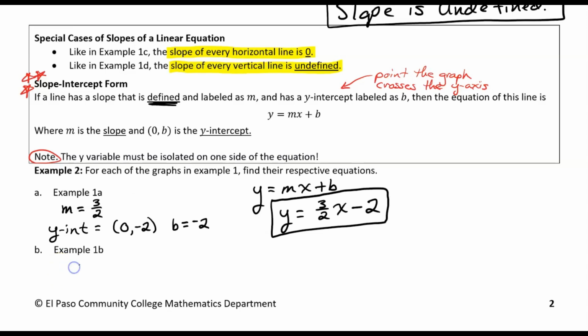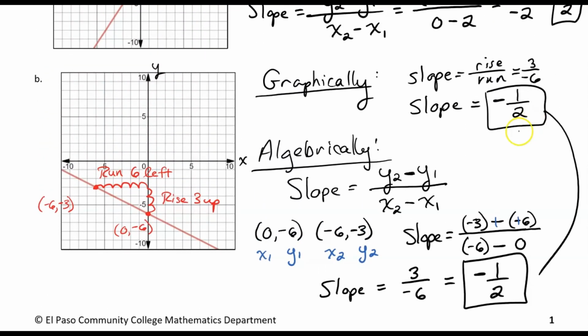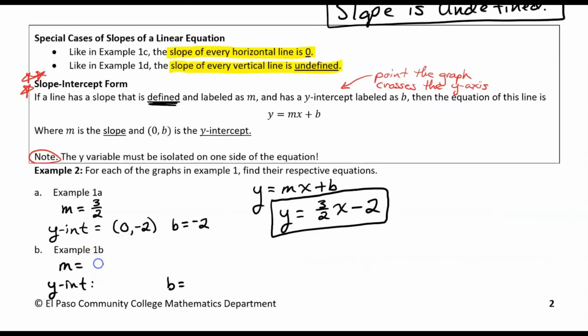Let's try 1b. Again, we need our m, and we need our y-intercept, and eventually that's going to give us our b value. All right, let's go back to our graph, 1b. We found our slope to be -1/2, so that's our m value. And we picked this nice point already on our y-axis. Where does our graph cross? At (0, -6). So our m is -1/2, and our y-intercept is (0, -6). All right, so let's write in our values.